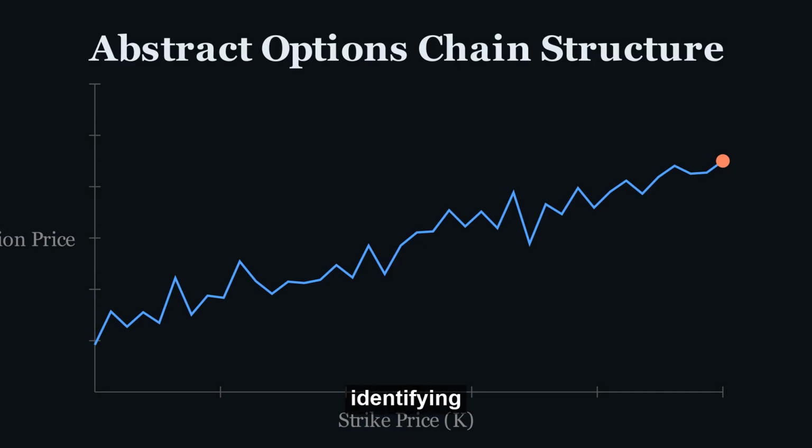We start by identifying the $K_0$ strike, which is the closest strike below the calculated forward price $F$. From $K_0$, we then consider out-of-the-money calls with strikes greater than $K_0$ and out-of-the-money puts with strikes less than $K_0$. This careful selection ensures we adhere to the VIX methodology's focus on capturing tail risk.